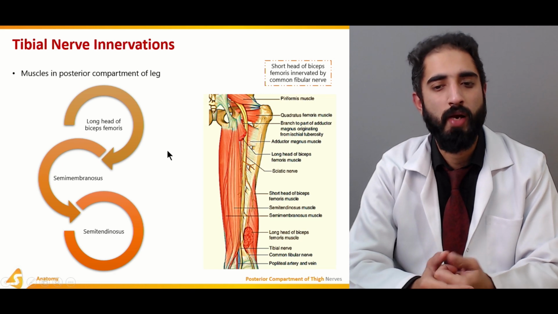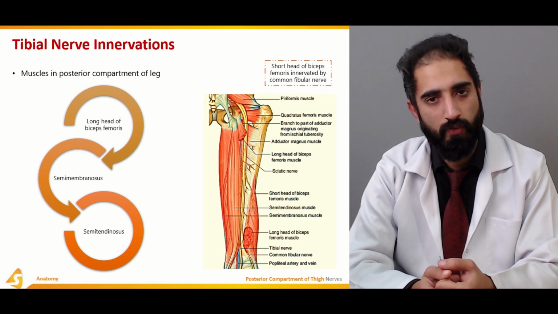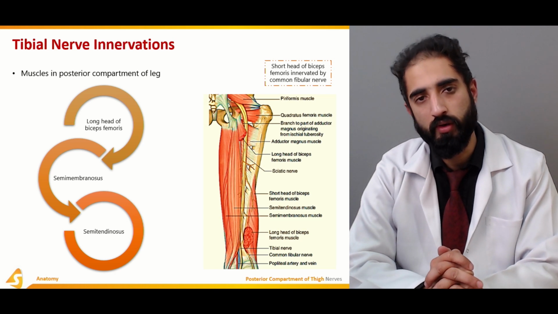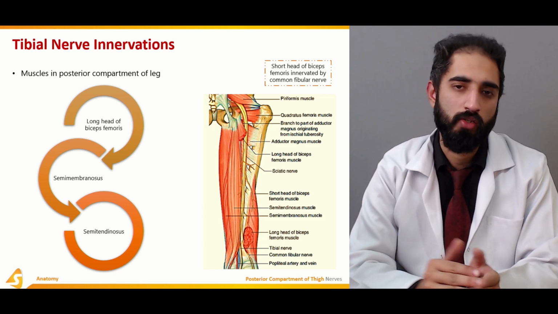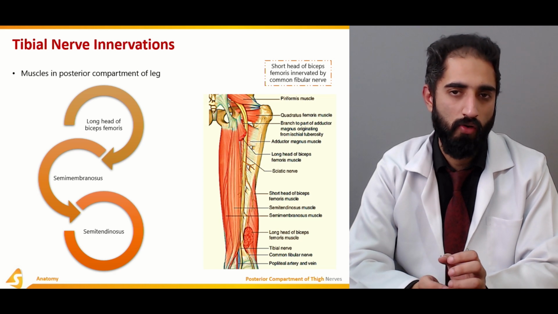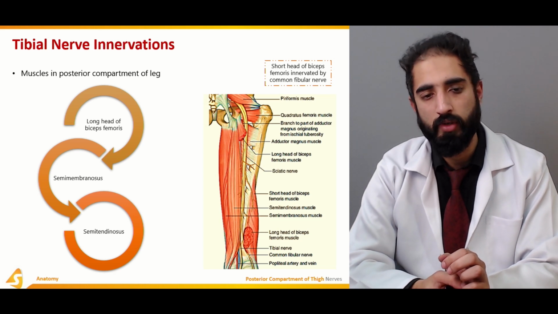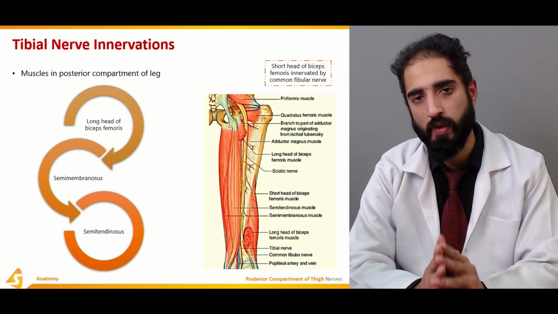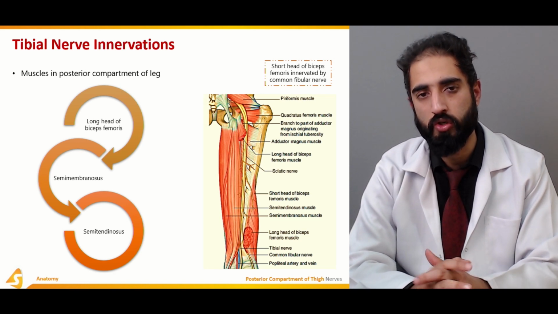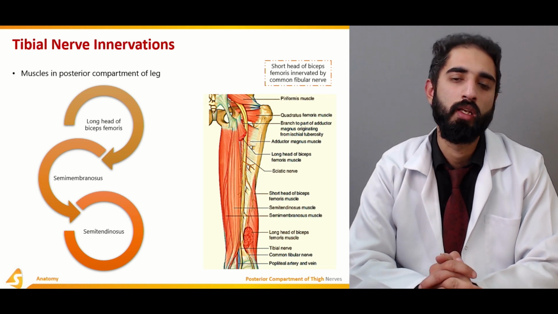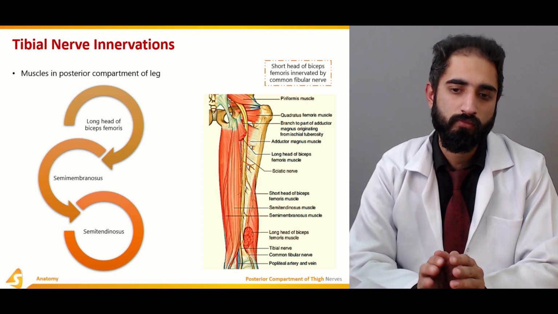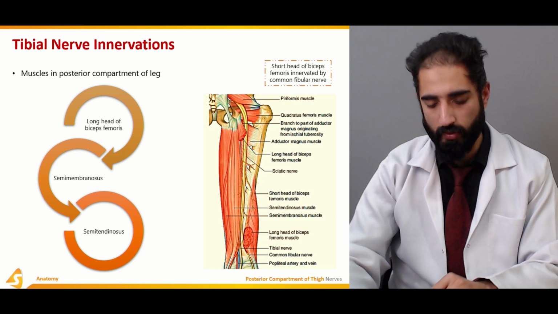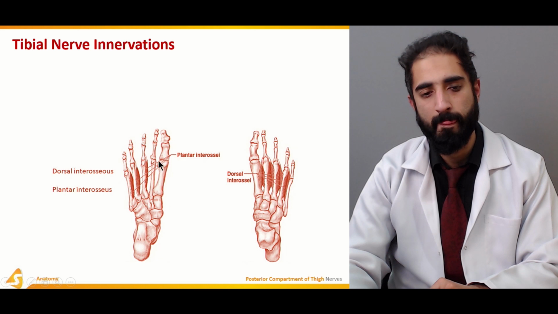The short head of the biceps femoris is not innervated by the tibial nerve, because that is innervated by the common fibular nerve. So whether the sciatic nerve directly is giving off branches or the tibial nerve is giving off the branches, it's only the short head of the biceps femoris in the posterior aspect of the thigh which is not being innervated by the tibial nerve or the sciatic nerve, and that is actually innervated by the common fibular nerve.